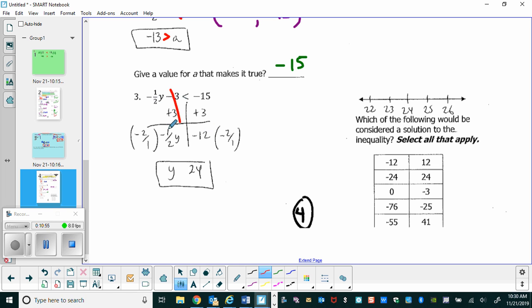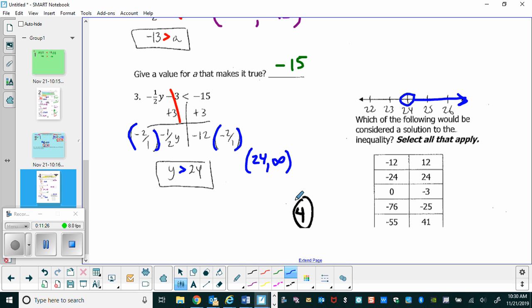Now we're just going to bring down the negative 1/2 y. And right here, we're multiplying both sides by the reciprocal, which happens to be negative, which is why for our answer here, I'm going to switch the direction of the symbol, and y is going to be everything bigger than 24. So open circle on your 24, and we're shading up towards positive infinity.